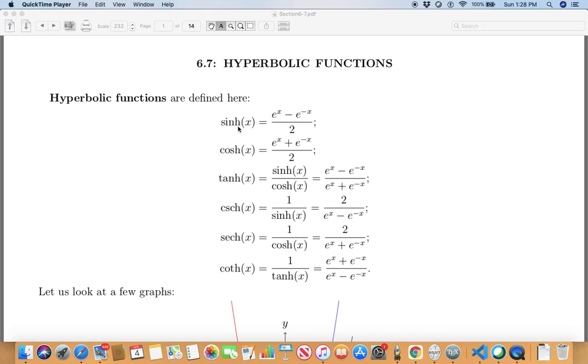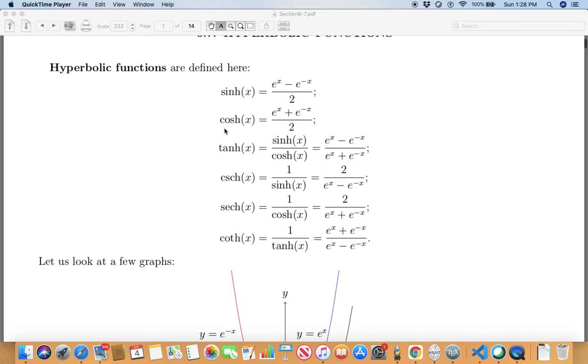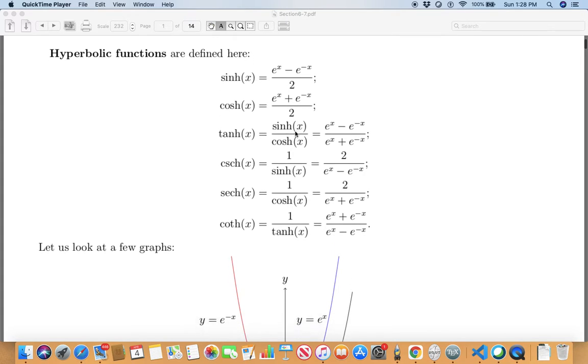Sine hyperbolic of x is e raised to x minus e raised to negative x, the whole over 2. So it is the difference of exponential functions, half of that. Sine hyperbolic x is e raised to x minus e raised to negative x, the whole over 2. Cosine hyperbolic of x is e raised to x plus e raised to negative x, the whole over 2.